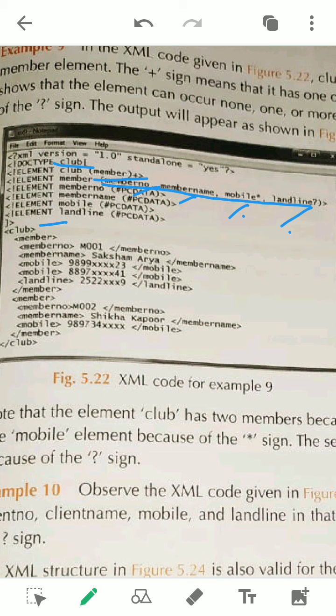Under club, member plus means member may come one time or more than one time. So first of all you see only one time. In the first time you can see member is the next element. Under member, member number is there. Then member name is there. Mobile star is given, so it may not come or may come more than one time, so it is written 2 times. You can omit also, no problem. Landline also is written one time, you can omit also.